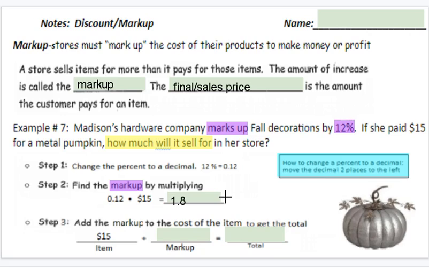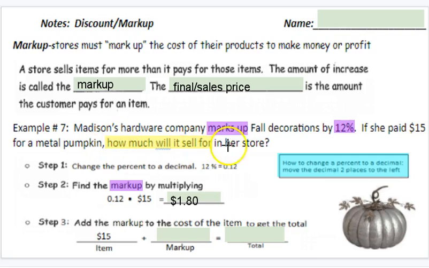Now it's important to remember that we're talking about money. So I'm going to put a dollar sign in front of this. That doesn't look right. Okay, so remember, money has to have 2 decimal places. It goes out to the hundredths place. So to make 1.8 look like money, I'm going to add a 0 to make it say $1.80. Okay, so that's how much extra Madison is going to charge.